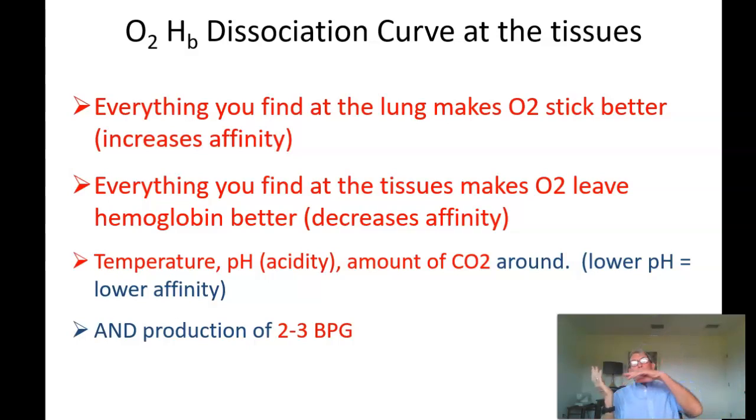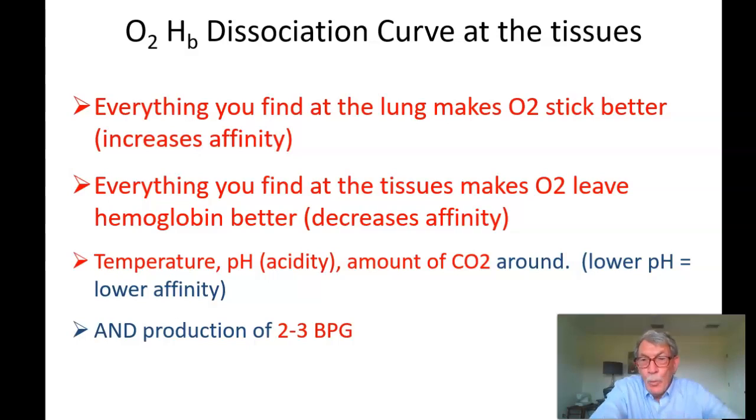So you go to the tissues, you find CO2, you find acid, lower pH, and you find higher temperatures, and all of those things help you let go of the oxygen at the tissue. This is a good thing. It makes hemoglobin work even better than it already was going to work. And especially during heavy exercise, you make more acid, you make more CO2, and you make it hotter. So during exercise, you let go even better.